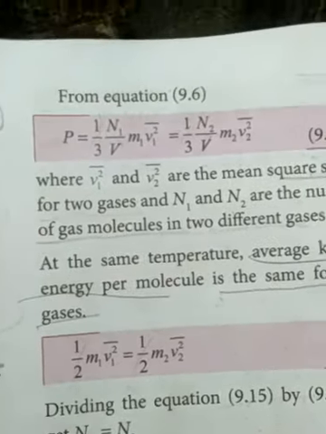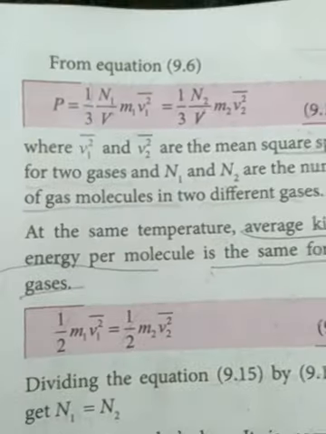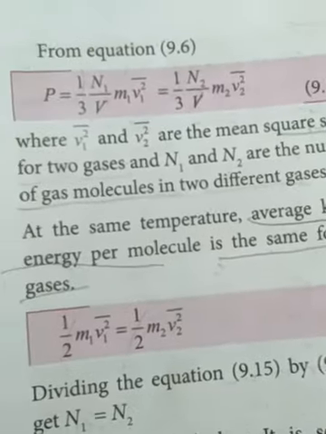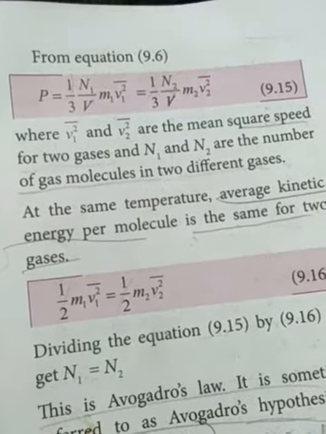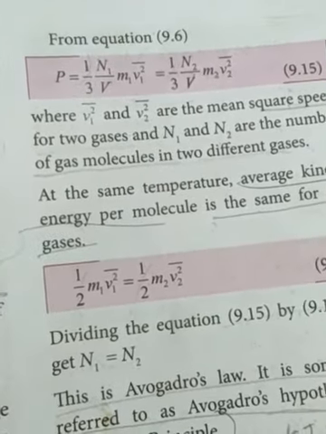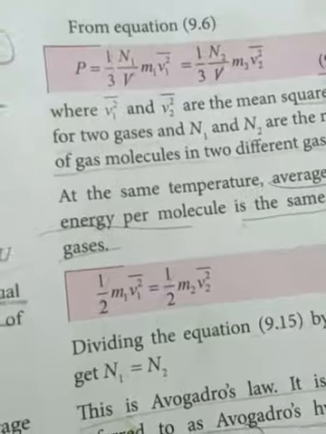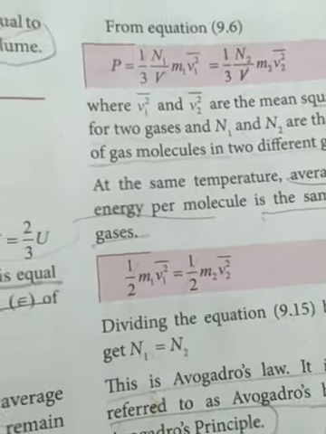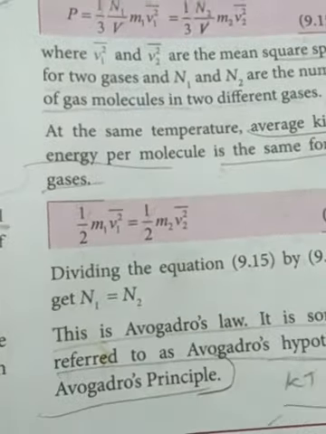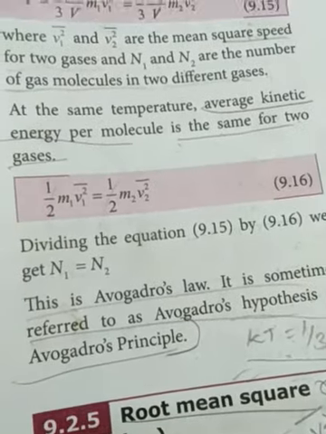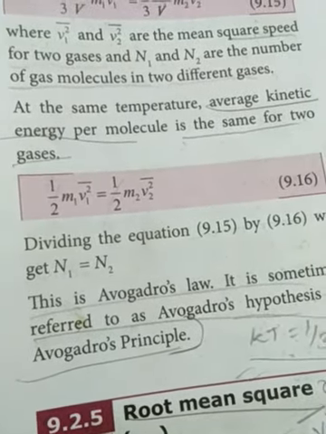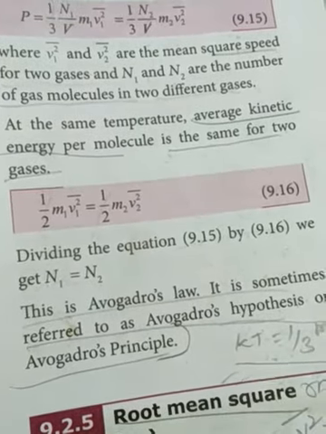All this we studied in the previous class, right? It is the same, only now we are taking the values. So for the two gases, N1 and N2 are the number of gas molecules in the two different gases. That is what I told you, the Avogadro value. Next are the number of molecules. So at the same temperature, the average kinetic energy per molecule is the same for the two gases.